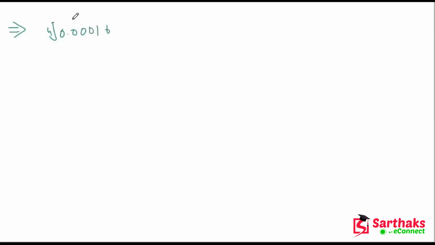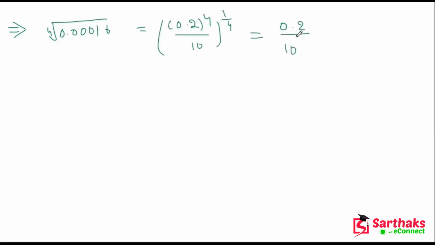Next is 0.00016. How can we solve it? We can write it as (0.2 raised to power 4 upon 10) whole raised to power 1 upon 4. So it can be written as 0.2 divided by 10 raised to power 1 by 4, which is irrational.